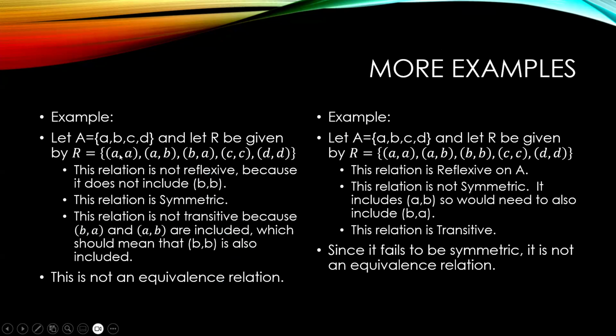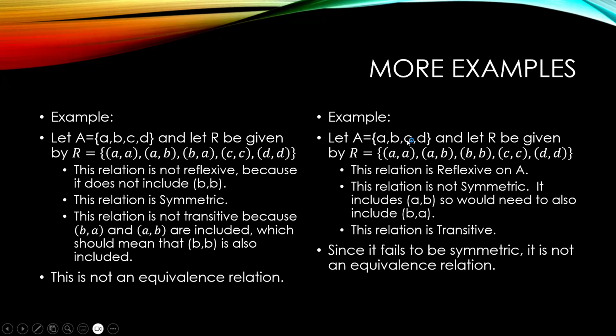Essentially, this would be like saying a is equal to a, is equal to b, is equal to a, but b is not equal to b. Well, you can't have that. If a is equal to b and b is equal to a, then b has got to be equal to b. You can't say that something isn't equal to itself and have it be an equivalence relation.